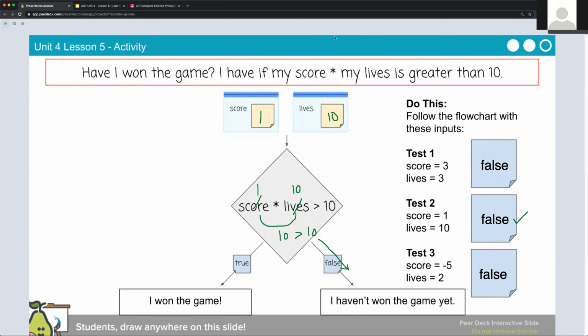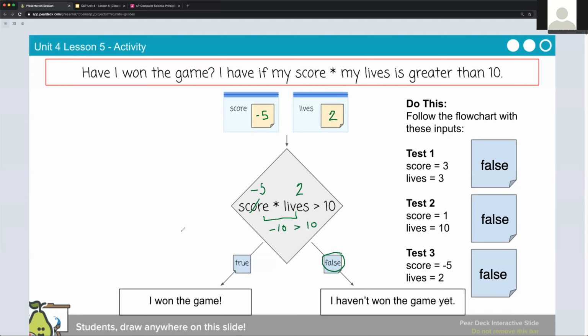And let's do the third one, where we have that negative value. In that one, we have a score of -5. Not doing too well. And then lives is 2. So let's bring down those values. We have -5 times 2, so now what we wind up with is -10. And what we're saying is, is -10 greater than 10? A negative number is always going to be smaller than a positive number. So -10 is not bigger than 10.